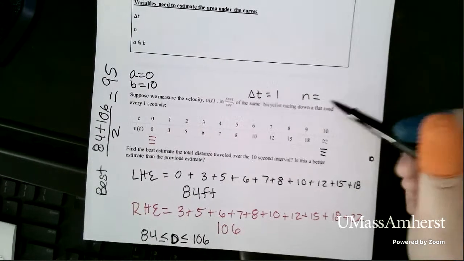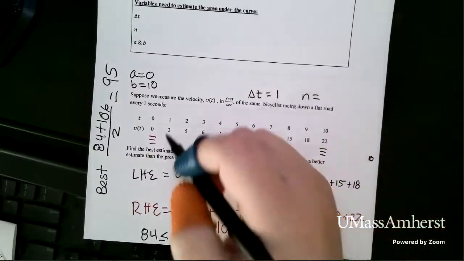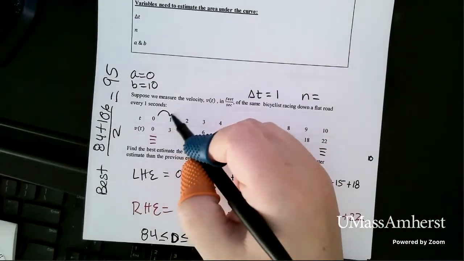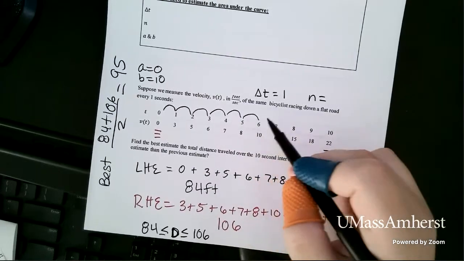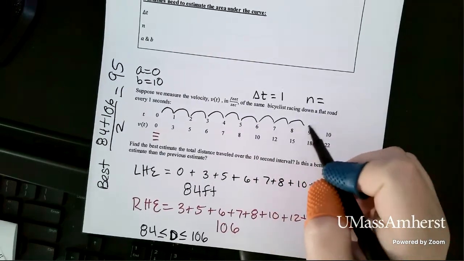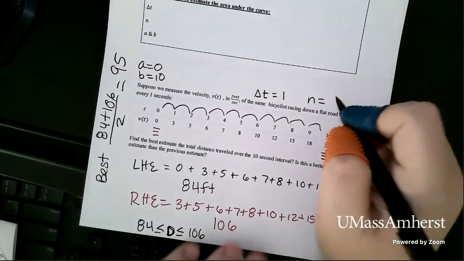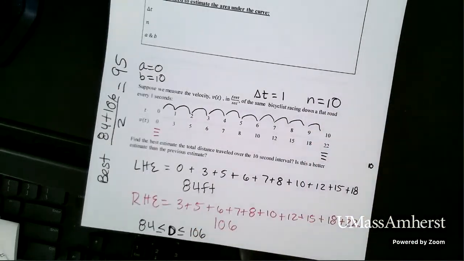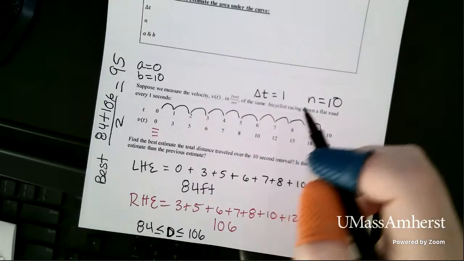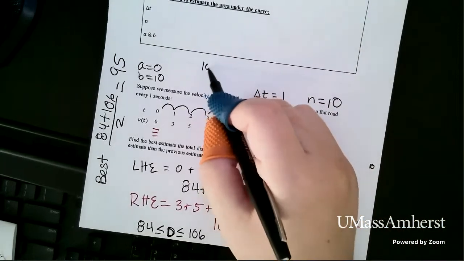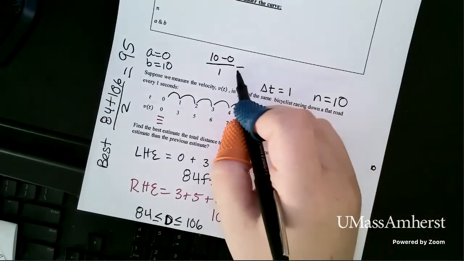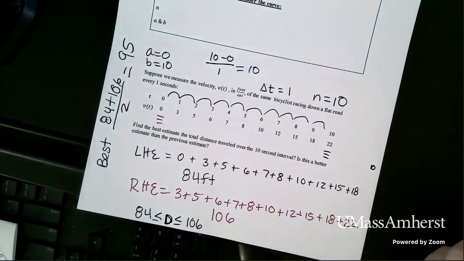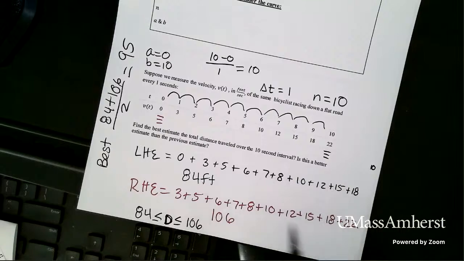Okay. Now, what about n? What's our n going to be here? Well, we can count. That's 1, 2, 3, 4, 5, 6, 7, 8, 9, 10. There's 10 intervals that we're using. We could also have used our formula that we have, b minus a divided by delta t, which would have also given us 10. So we did 10 little approximations to get these values.